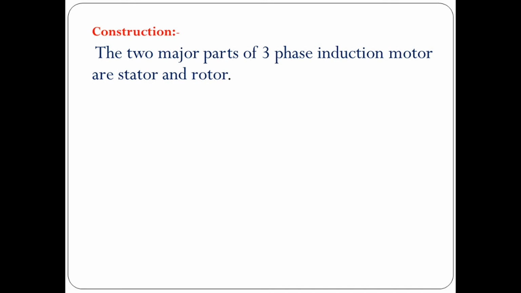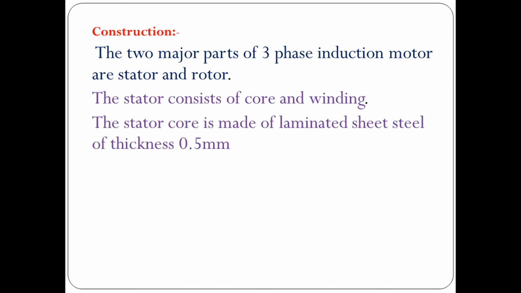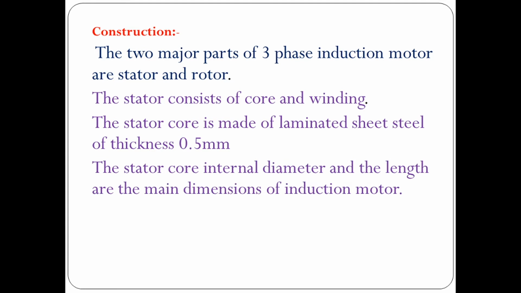Construction-wise, the two major parts of a three-phase induction motor are stator and rotor. Stator is a stationary part and rotor is a rotating part. The stator consists of core and stator winding. The stator core is made of laminated sheet steel of thickness 0.5 millimeter. The stator core internal diameter and the length are the main dimensions of the induction motor. Stator core internal diameter capital D, that is the diameter of the stator core, and the core length capital L, are the main dimensions of the induction motor.